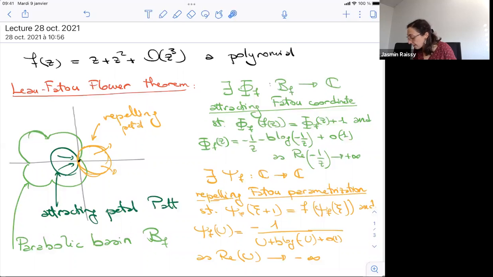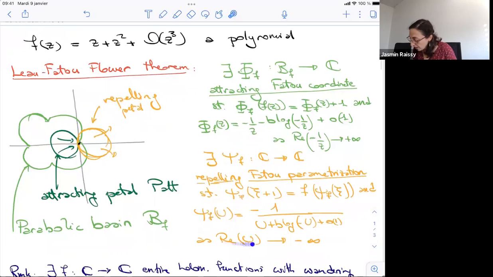Okay, and again, I can write the asymptotics as the real part of U goes the other way, so backward to minus infinity. And so you see, these are coordinates. I mean, they're nothing to do with dynamics.